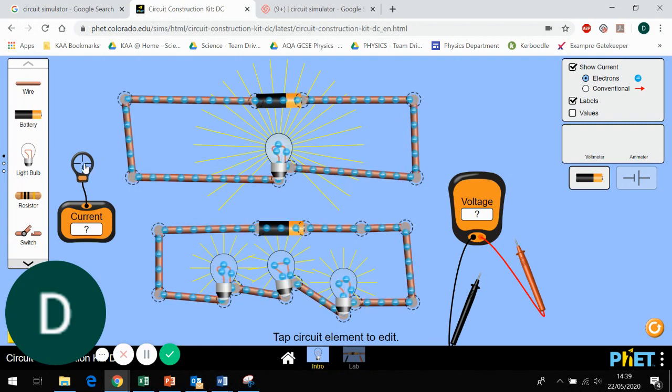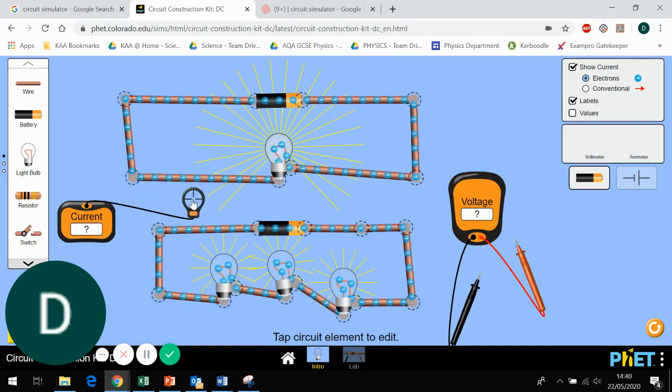Let's have a look at the current and see if everything I've said is true. So let's measure the current here. You can see it's 0.9 amps. If I measure it at the bottom, what will it be? It will also be the same. If I measure it after the bulb, will it be the same, more or less? It's exactly the same. And I'll measure it in one more place, and you can see it's exactly the same.